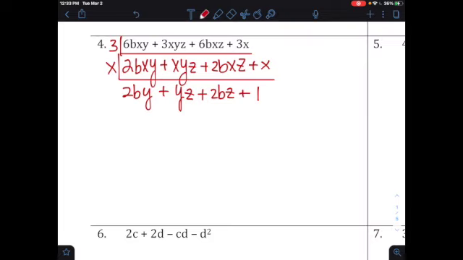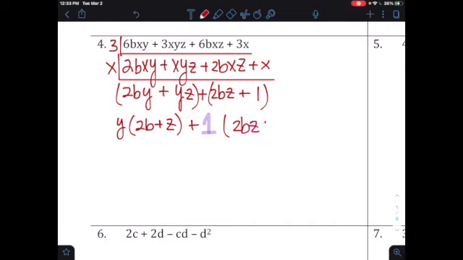So grouping it, put the parentheses on the first two, put the parentheses on the second two. Let's see what we can pull out. They both have a y, so I'm pulling out the y. 2b plus c. And the next one is going to be nothing. So because they have nothing in common, I'm going to put down a 1 as a placeholder. They both have a 1, so we can pull out the 1. And then that's going to be 2bz plus 1.